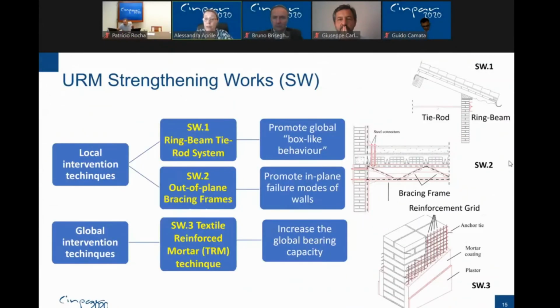Okay, I will resume the considered strengthening works. In the first slide, we can see the masonry strengthening works. We consider local intervention techniques such as ring beam tie rod system in order to promote global box-like behavior, as you can see in figure one, or also out-of-plane bracing frame to promote in-plane failure mode of walls, as you can see in picture two. Finally, global intervention techniques were also considered, like textile reinforced mortar technique, in order to increase the global bearing capacity of the walls. And you can see the picture in figure three.